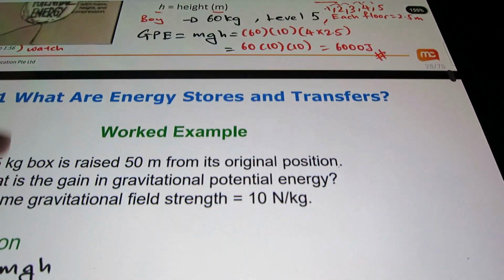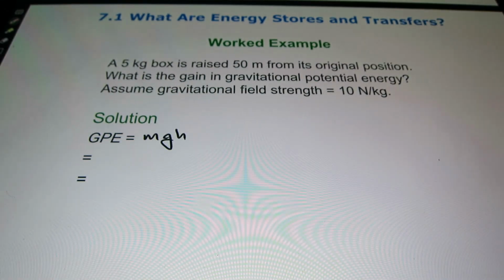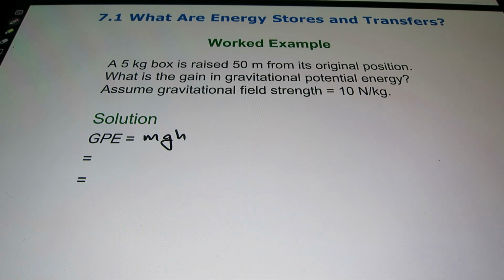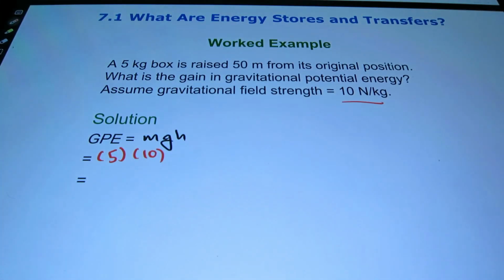Alright. So please attempt this question. Come back when you are ready. Alright, so how to calculate this? Just apply mgh. Mass is 5 kilograms. G is again 10. It should be given in the question. And the height is 50 meters. Alright, simply that will give you an answer of 2,500 joules.